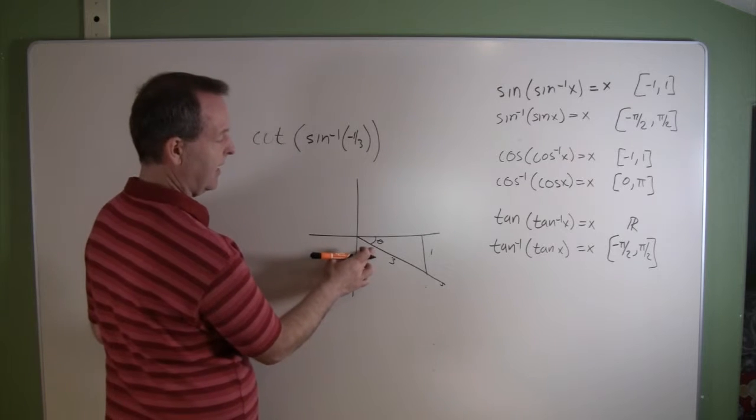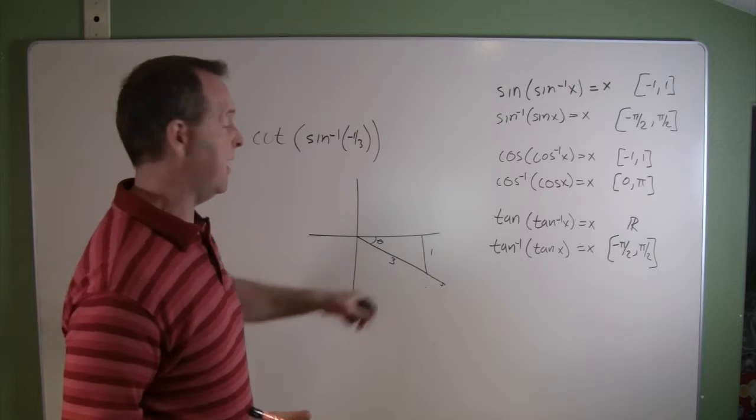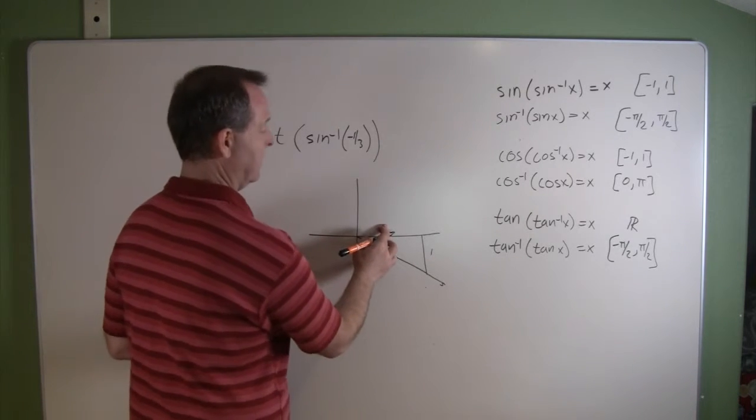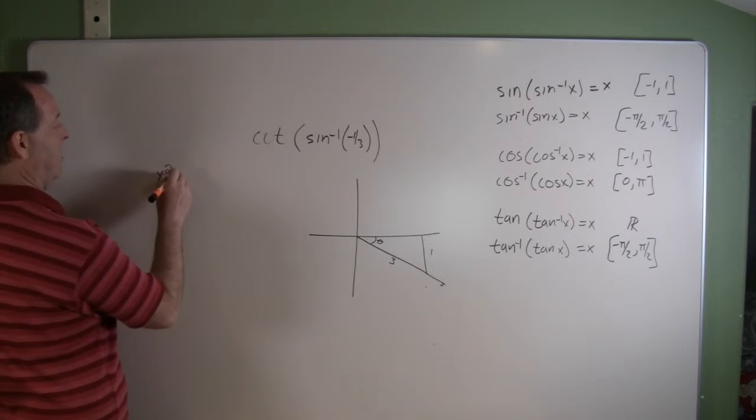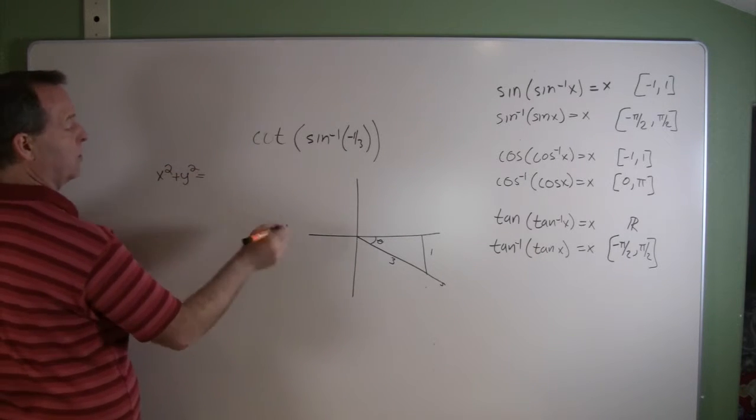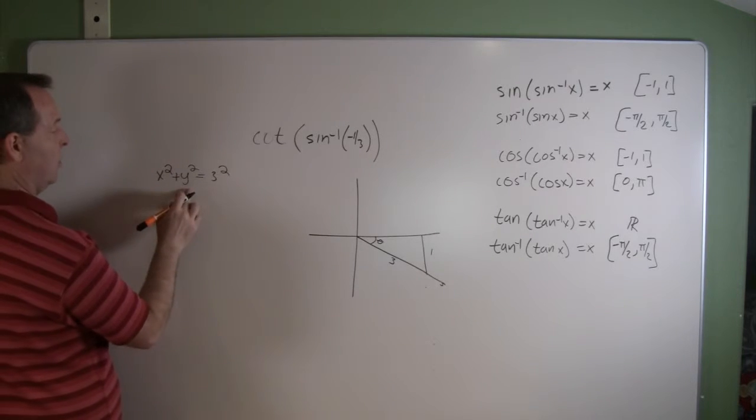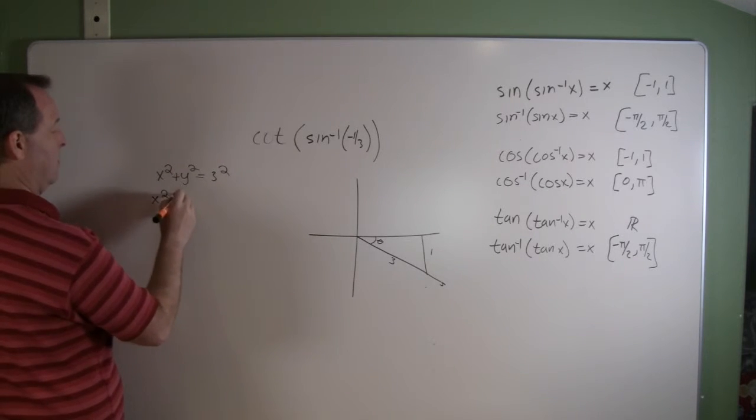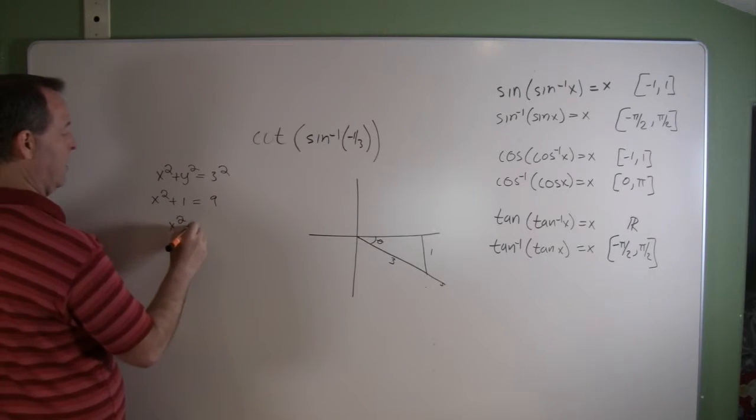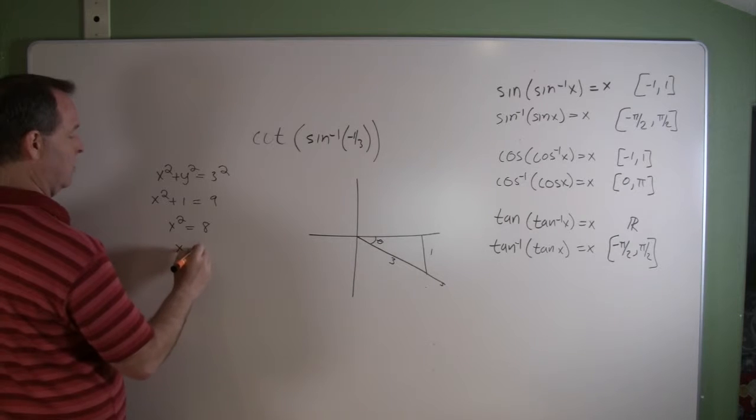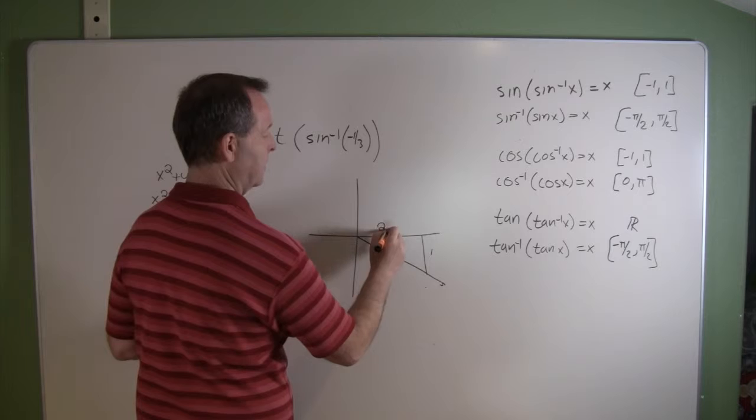So whose angle does that? There's some more information we can find out. We can find this side right here by doing x squared plus y squared equals radius squared, which in this case is 3 squared. Y squared is 1, so x squared plus 1 squared equals 9. X squared equals 8, so x equals 2√2. Now I know what this length is right here: it's 2√2.